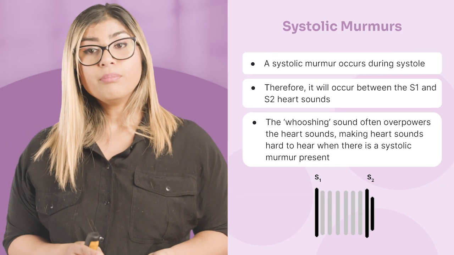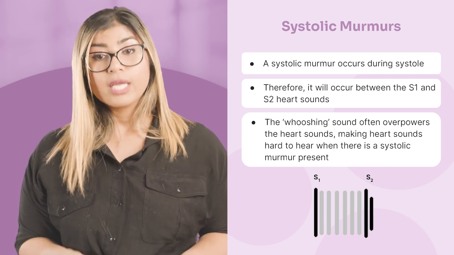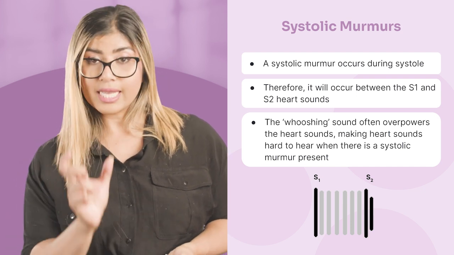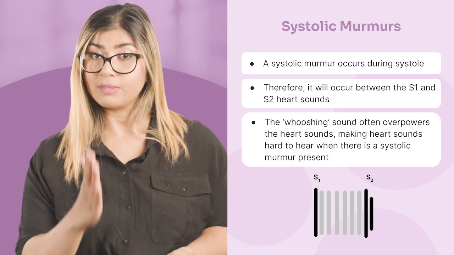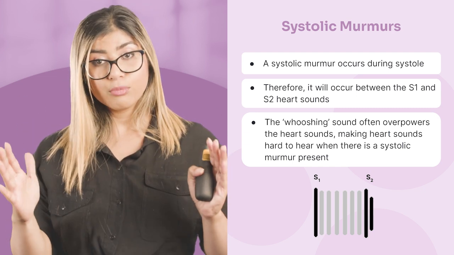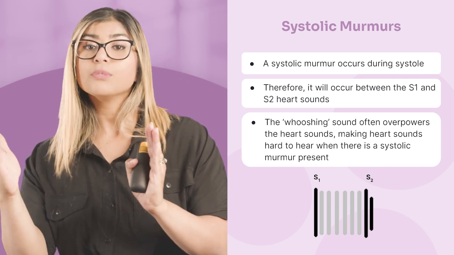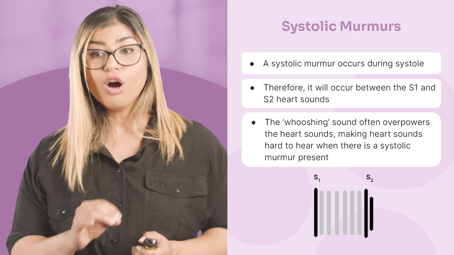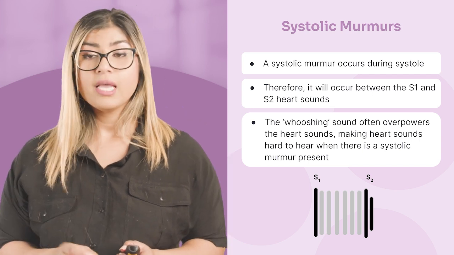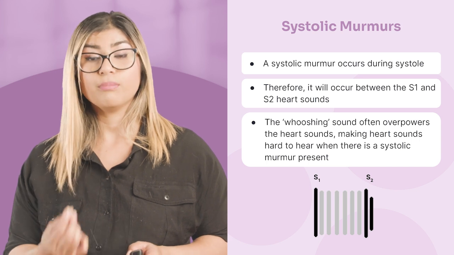A systolic murmur occurs during systole, it's in the name. Therefore, it will occur between the S1 and S2 heart sounds. Remember, S1 indicates systole has begun, so if you're going to have a systolic murmur, it's got to occur when S1 begins, and it has to finish before S2 comes through. The whooshing sound often overpowers the heart sounds, making them a little bit harder to hear when there is a systolic murmur present.